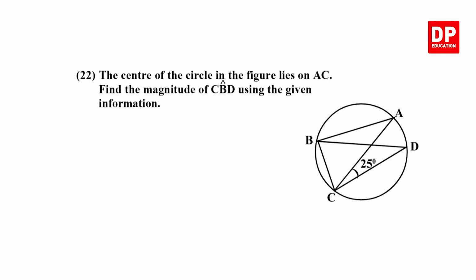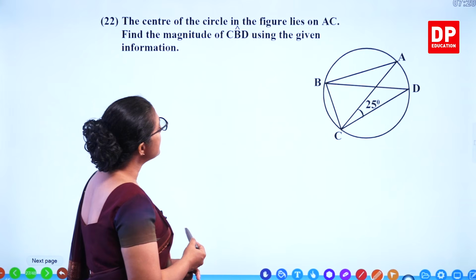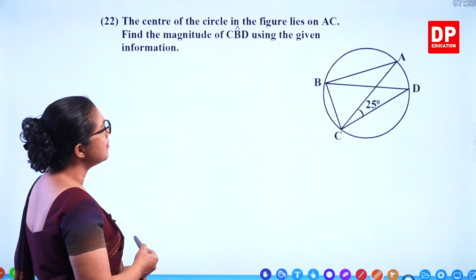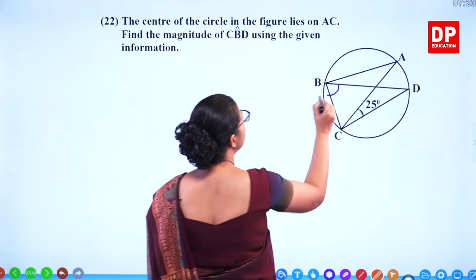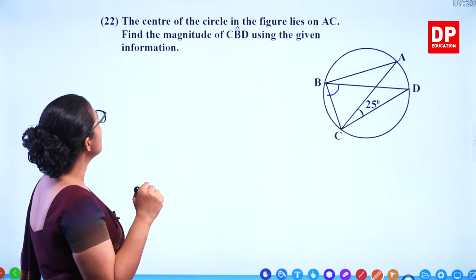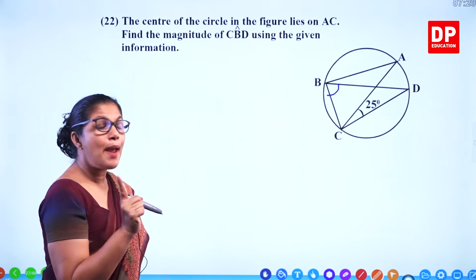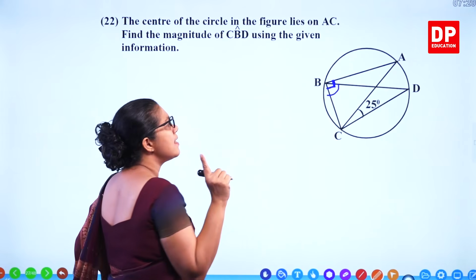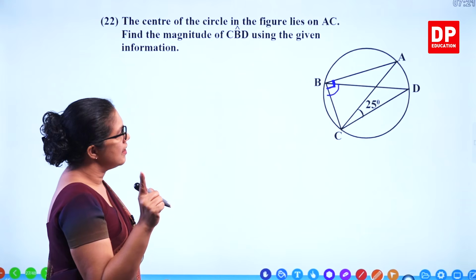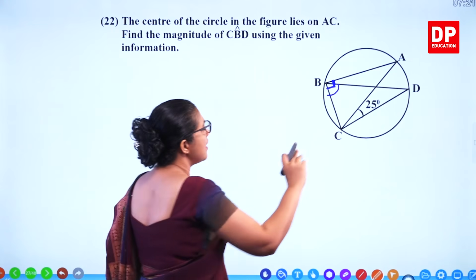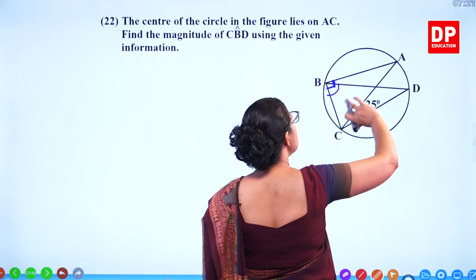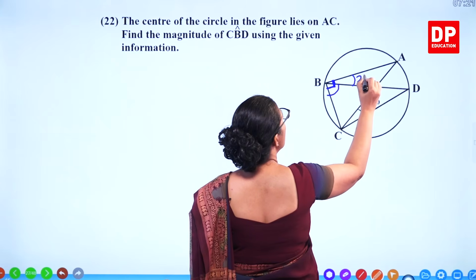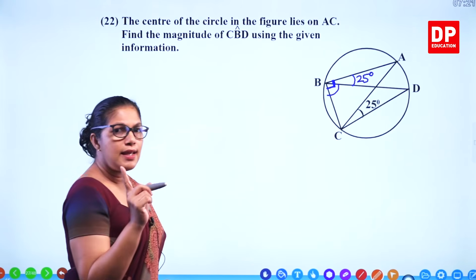Question number 22. The center of the circle in the figure lies on AC. Find the magnitude of CBD. CBD, you need this one. Using the given information, AC is the diameter. So what can you say about the B angle? This is 90 degrees. Semicircle angles are 90 degrees. So this is 90. And here when you take AD arc, this is the angle at one segment. So that's equal to this one. Same segment angles are equal.